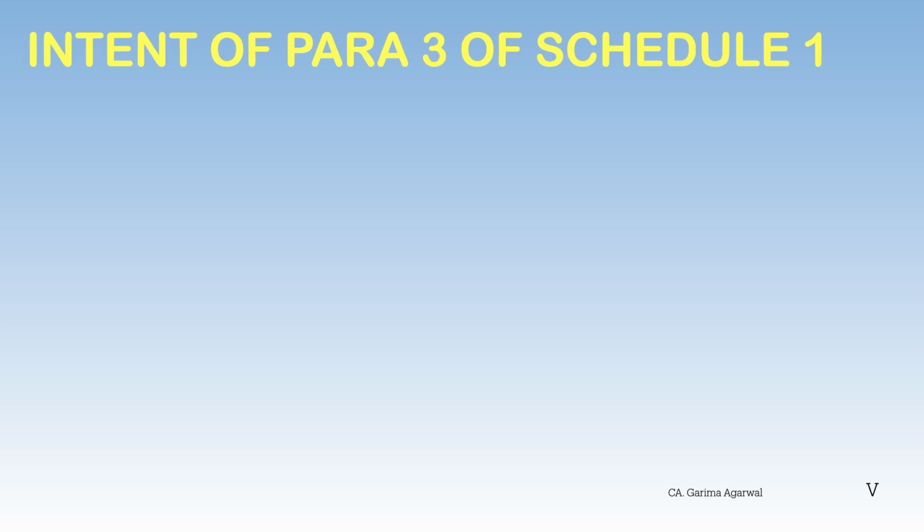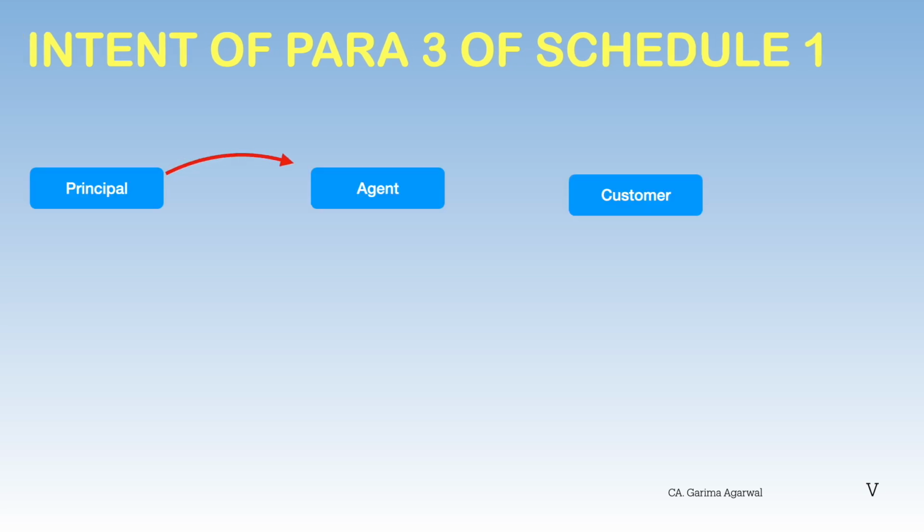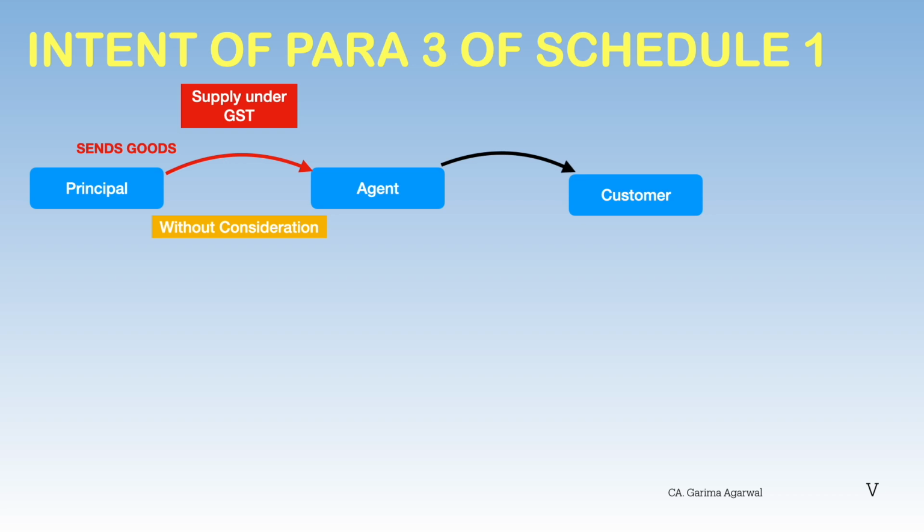Let's understand the purpose of having this clause in treating supplies between principal and agent without consideration as deemed supplies. Why did the government do this?